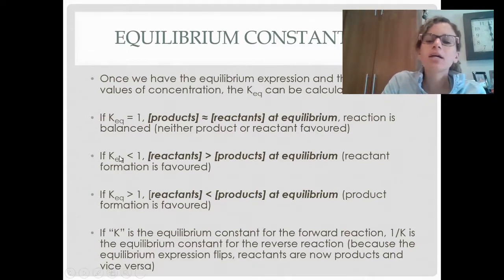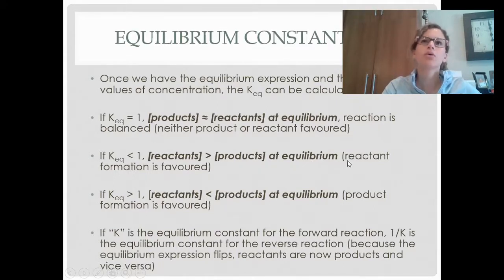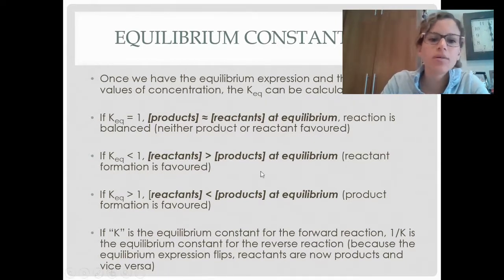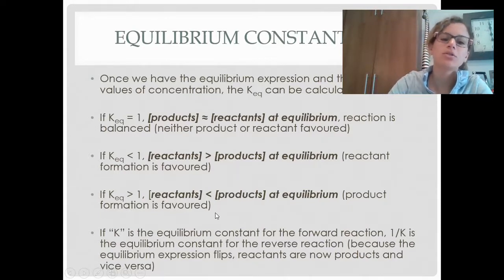Okay, if KEQ is a really small number, like way less than 1, that means the reactants are larger than the products at equilibrium, and therefore the chemical reaction is lying to the left, towards the reactant side. If KEQ is greater than 1, the reactants are smaller than the products, and product formation is favored. So that means the equilibrium has shifted way to the right.